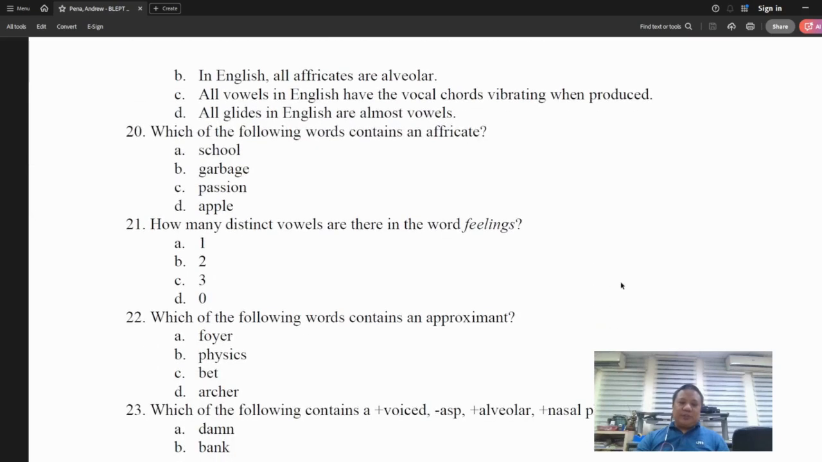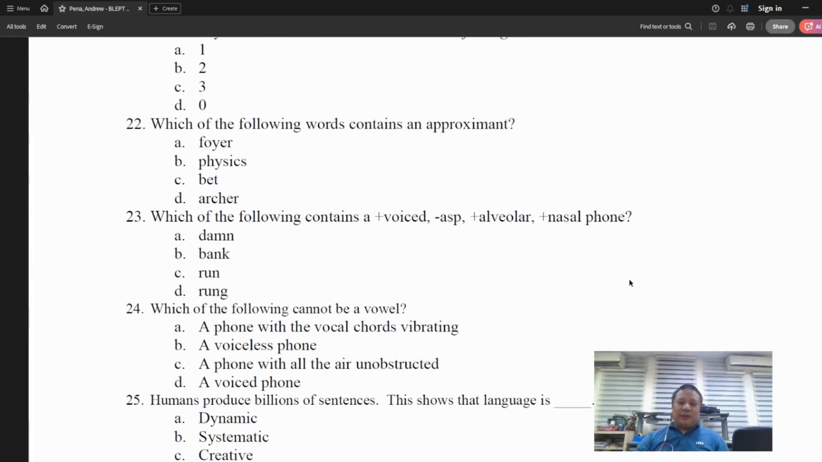20. Which of the following words contains an affricate? So we said that affricates in English are ch and j. So it's A, school, B, garbage, C, passion, D, apple. The answer is B, garbage. 21. How many distinct vowels are there in the word feelings? A, 1, B, 2, C, 3, D, 0. The answer is 2. You have the long E and the short E. So it's B, 2.